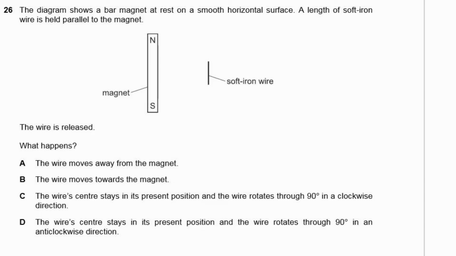Question 26. The diagram shows a bar magnet at rest on a smooth horizontal surface. A length of soft iron wire is held parallel to the magnet. The wire is released. What happens? Well, straight away we know that the iron is going to be attracted to the magnet. So let's look at our options. The wire moves away from the magnet? Nope. The wire moves towards the magnet. Well, that's absolutely going to happen. C. The wire stays in its present position and rotates. It stays in its present position and rotates the other way. No, not that one. So the answer is B. It goes towards it because of the induced magnetism.